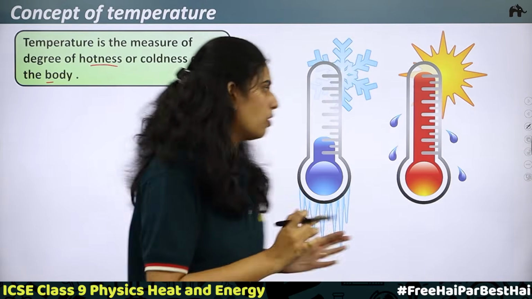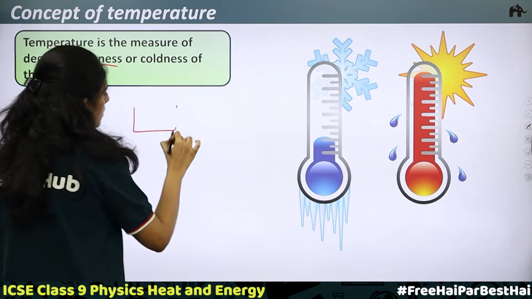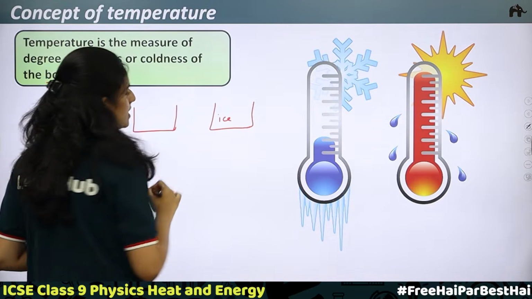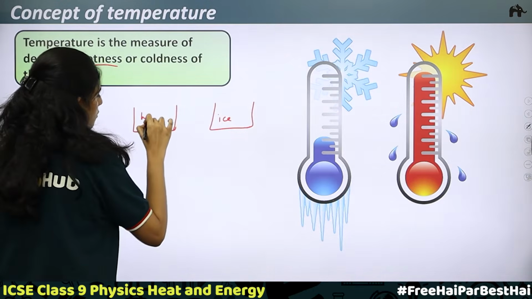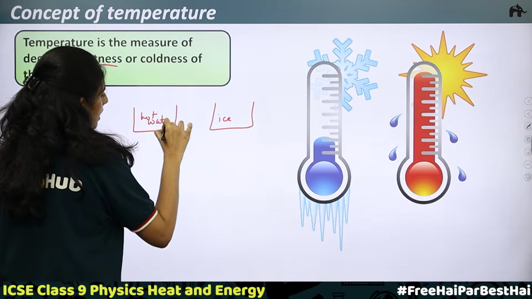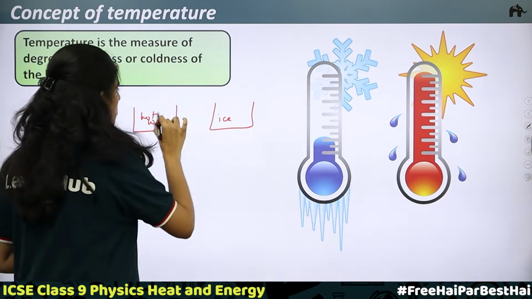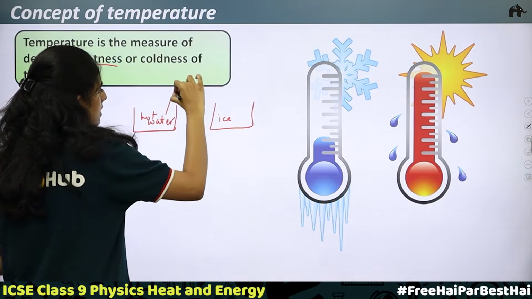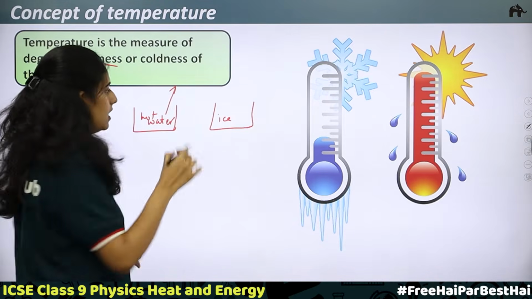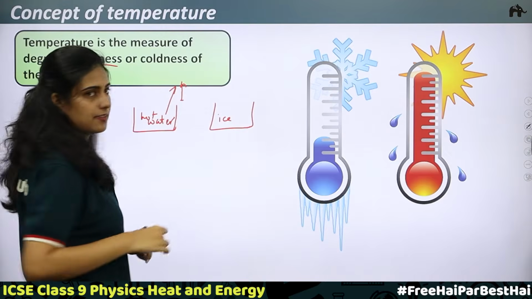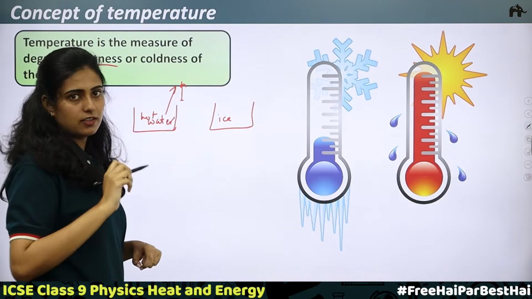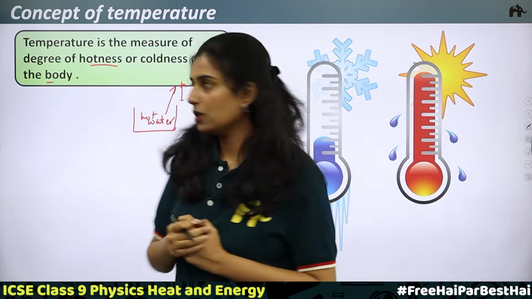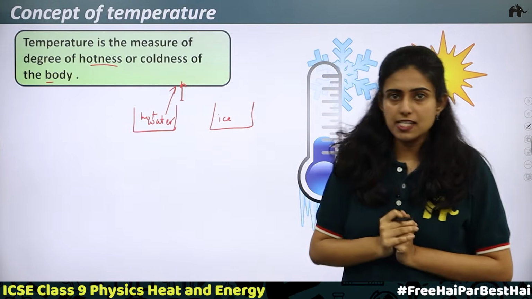So, when you take two bodies, we have ice in one and hot water in the other. When you keep similar thermometers in these, what happens? You will be able to see that there will be a rise in temperature, that is, the mercury level will rise, in the case of hot water. There is an increase in temperature happening. So, understood what is temperature?